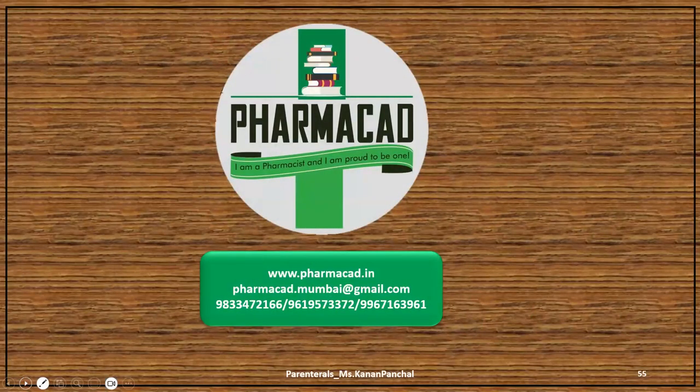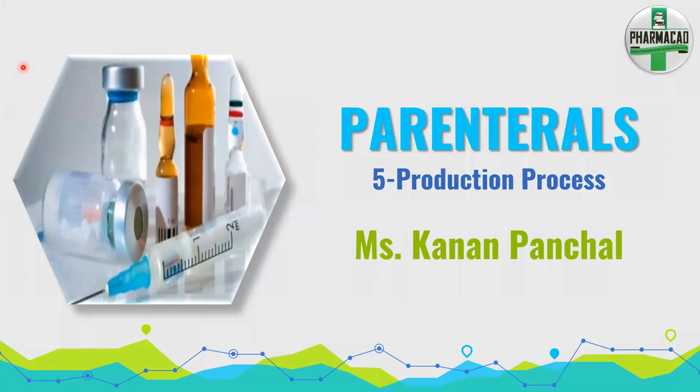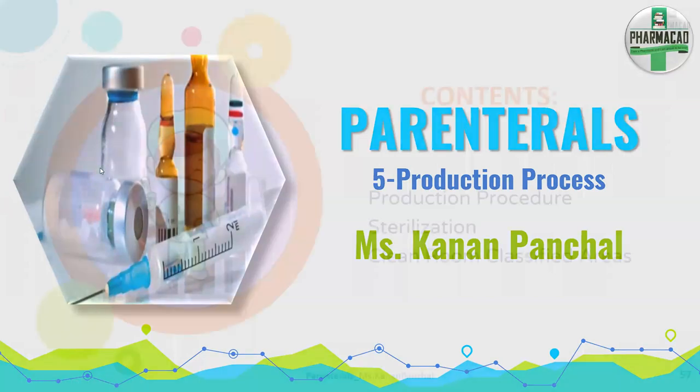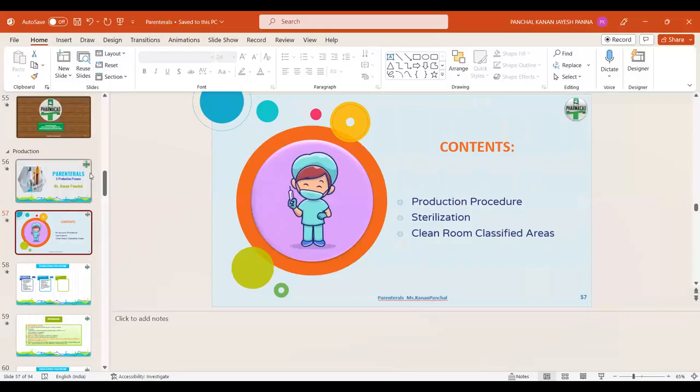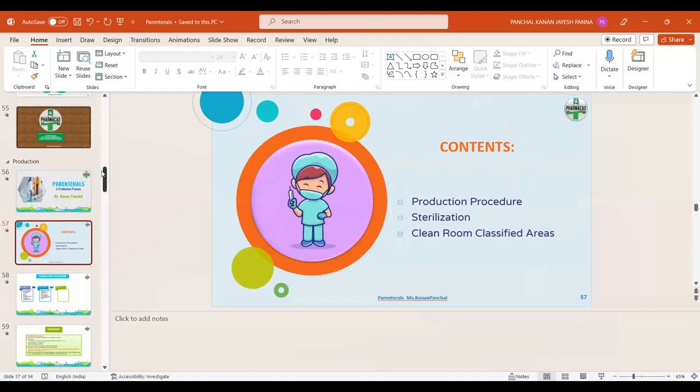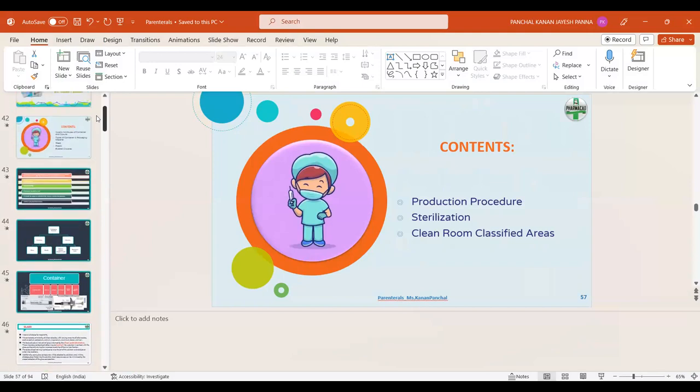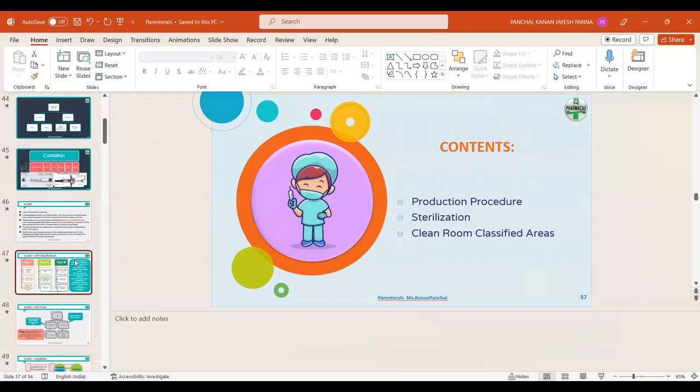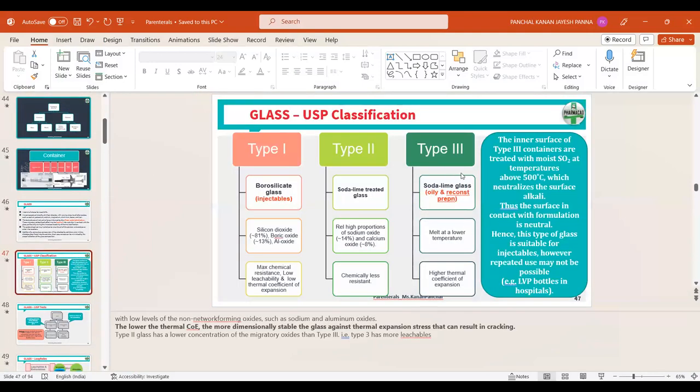All right, so this was about the packaging. Understood? Did you all get an overview of it? Yes, ma'am. But in type 3.1 of packaging, you said that silicon oxide is used. So what is the use of that sulfur oxide in that type? Sulfur oxide. So type 3 mein kya hota hai?